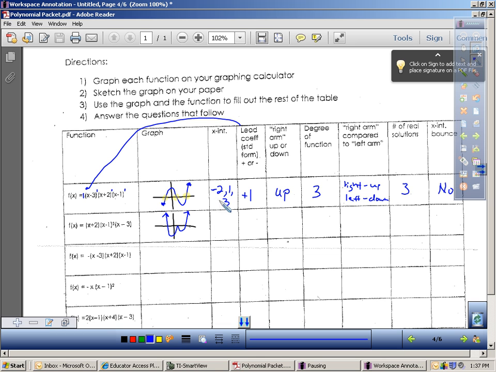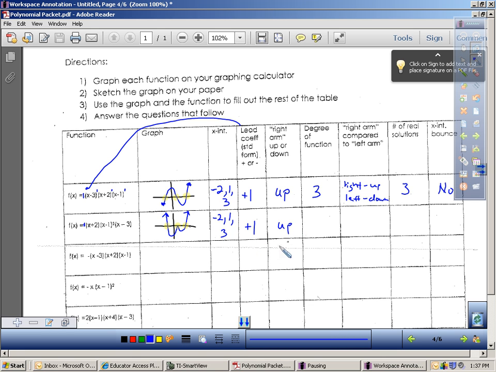Okay, x-intercepts. It looked on my calculator like we crossed, and we already mentioned that, at -2. It hit the x-axis at +1 and +3. So it looks like it's intersecting at those same places as my previous problem, which should make sense. If I plug in -2 here, or 1 here, or 3 here, I should be touching the x-axis. The lead coefficient is definitely +1 right now. The right arm's opening up.